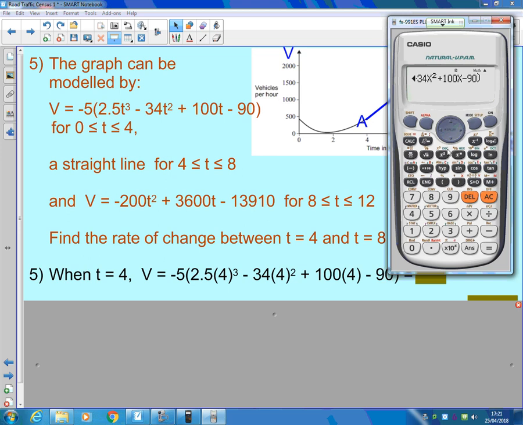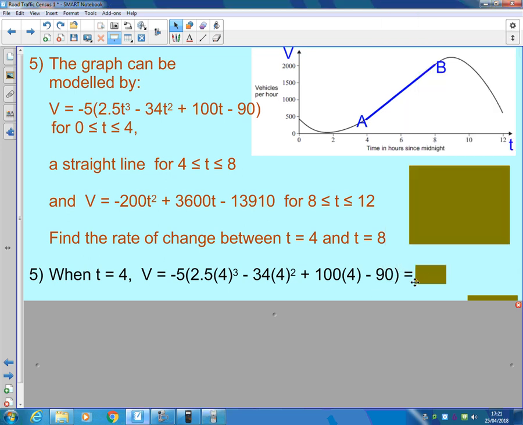But fortunately, when I got my answer, count 4, I saw it looked silly. Ah, 370 at 4, 370, that looks much better. So we can all make mistakes. When t is 4, it comes to 370.